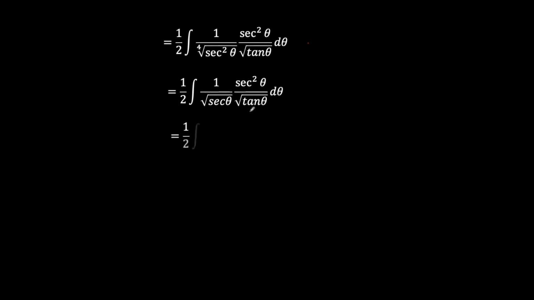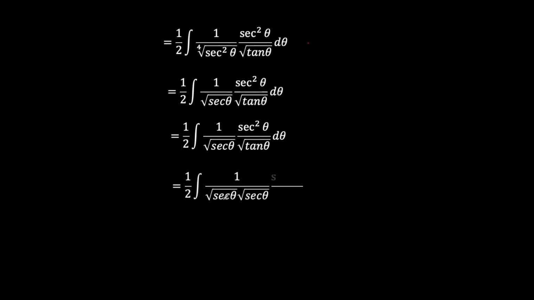And so tan theta can be expressed as sine theta over cosine theta, which means that it's the same as the square root of sine theta times the square root of sec theta. So therefore, since we have 2 square roots of sec theta, the square root of sec theta times the square root of sec theta is the same as sec theta. So we are left in the numerator with sec theta.